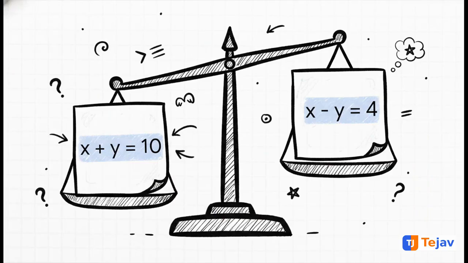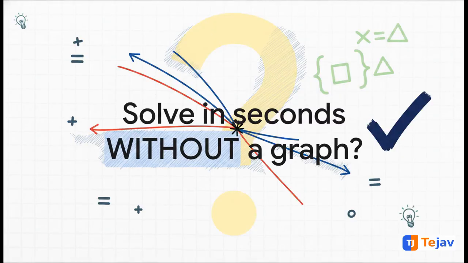So check this out. This is our challenge for today. We've got two simple-looking equations, x plus y equals 10 and x minus y equals 4. The mission is to find that one magic number for x and one for y that makes both of these equations true. Sounds fun, right? You know, the old school way is to graph these lines and see where they cross. And that totally works. But what if we could skip all that drawing? Is there a way to get the answer, like right now, just with some clever algebra?